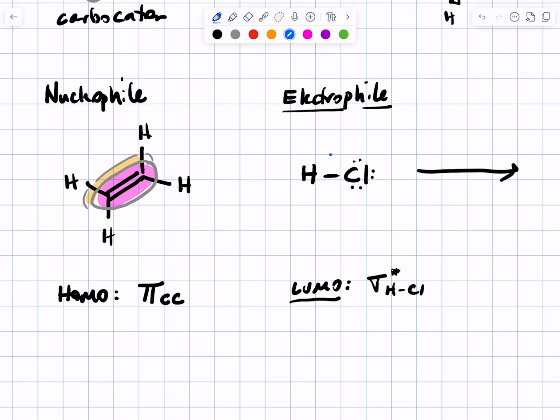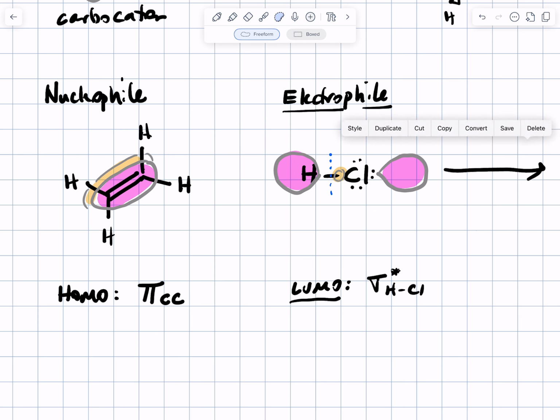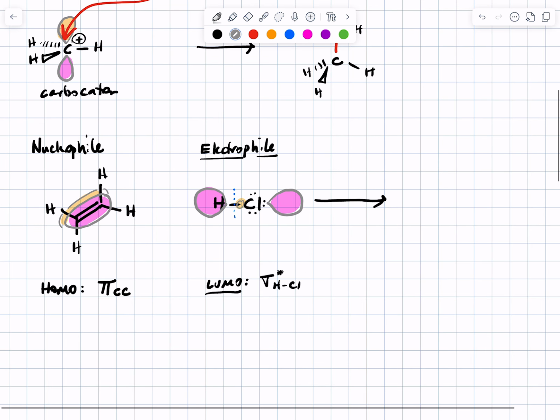If we were to draw the LUMO for this molecule, here's what it would look like: a lobe on hydrogen leaning away from the node, and then a small lobe on chlorine pointing towards the node, and a larger lobe leaning away. And you would shade things to have correct wave function sign. All right, so you've got another nucleophile and another electrophile.